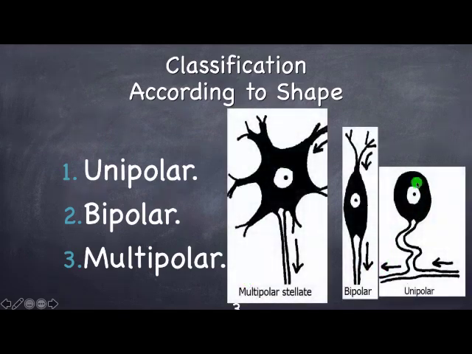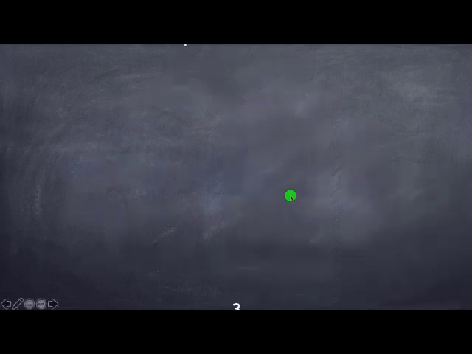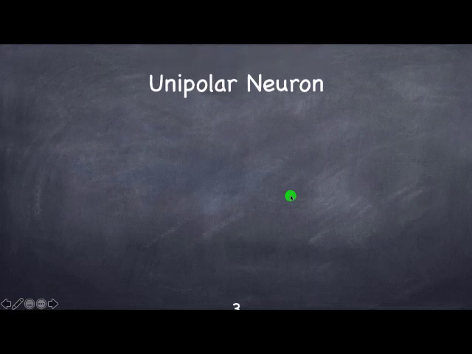Here we have the unipolar present in the spinal ganglion, and here we have the bipolar, two poles, which is fusiform in shape, and it is present in three situations in your body. And the multipolar stellate in anterior horn cells and sympathetic ganglia. The pyramidal will be present in the cerebral cortex, and the pyriform in the cerebellar cortex.